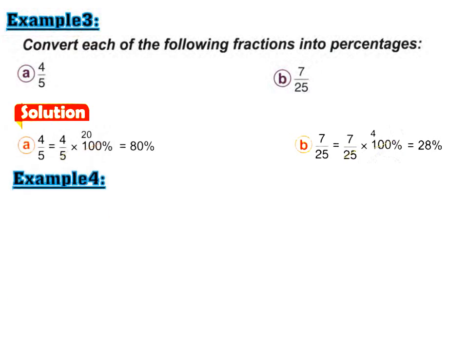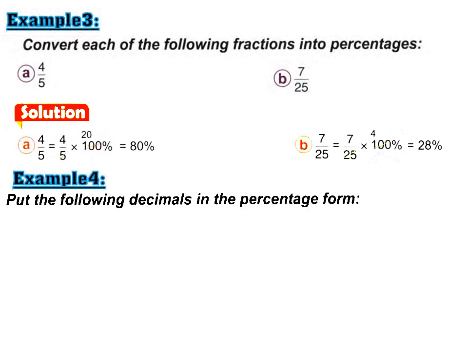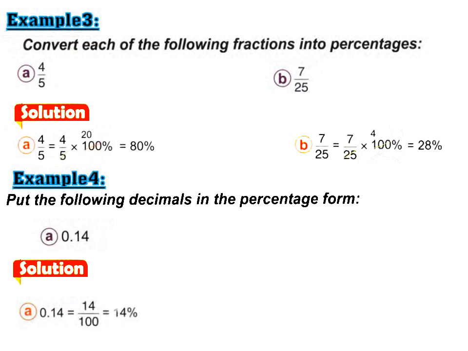Example number 4. Put the following decimals in a percentage form. As we know, any decimal, any fraction, any number multiplied by 100% will be converted into a percentage form. Number 1, 0.14. We will multiply it by 100%, and it will be 14%.